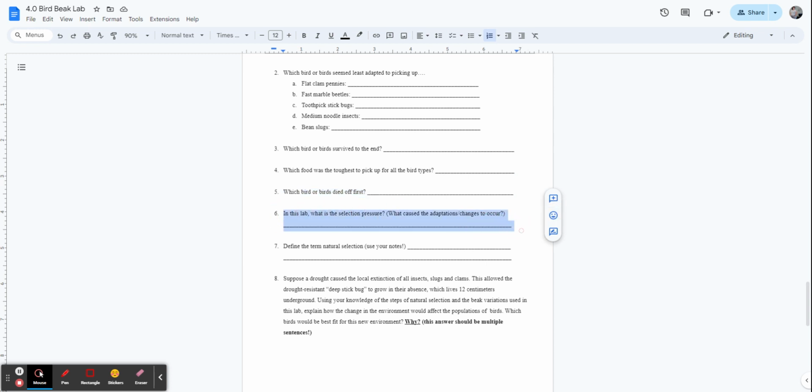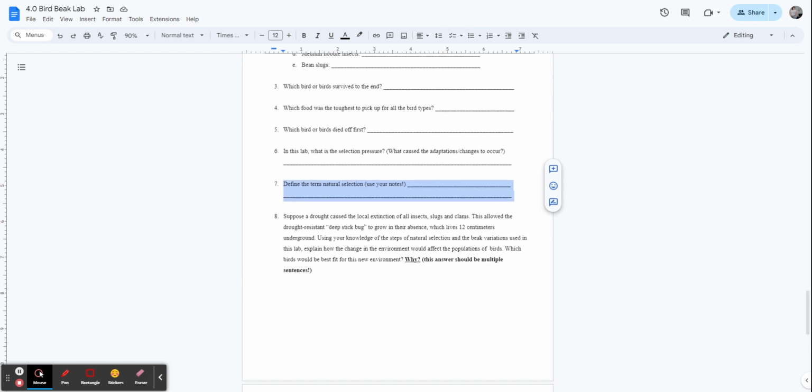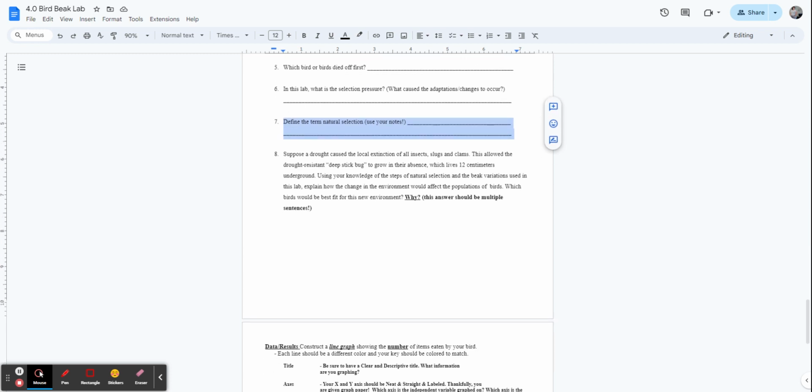Number 6, in this lab, what is the selection pressure? So this, you are going to be thinking about what caused you to change your tactics, or what caused the birds to die off, or have you moved to a different food source. That is what is our selection pressure. That pressure is what is making natural selection happen. Then define the term natural selection. You can use your notes for this, just make sure you're answering all in full sentences.